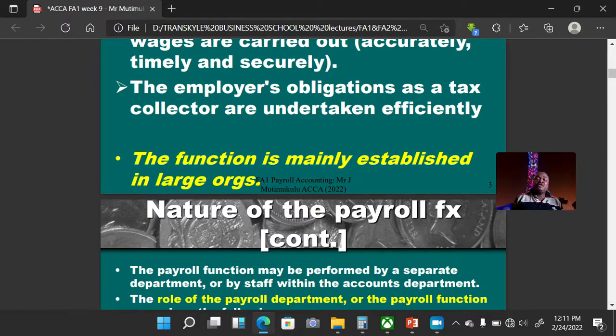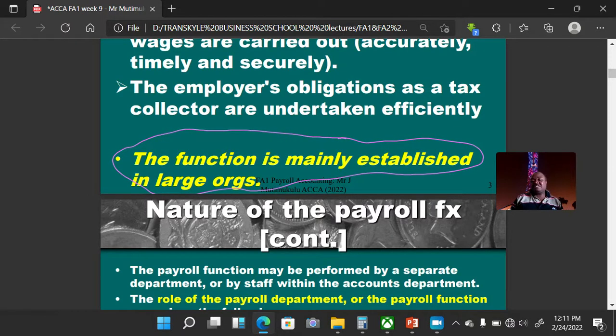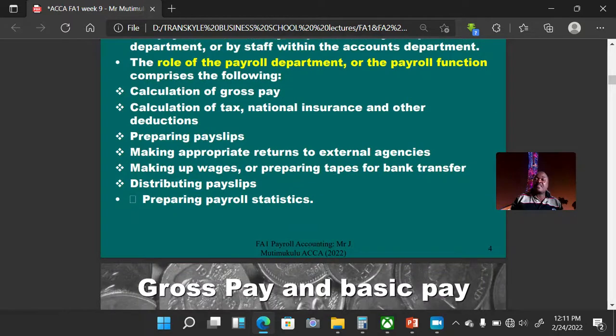But you need to know that usually this function is present in large organizations, not in small companies. In small companies, you discover the function might be held under the HR function, or as part of the mainstream accounting department. Okay, so do not be confused. It is usually found in big organizations.